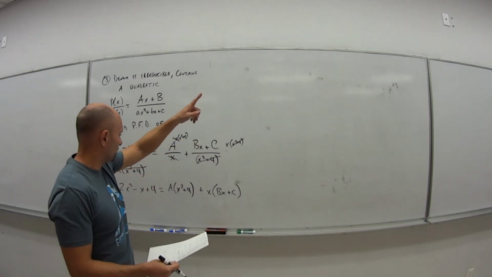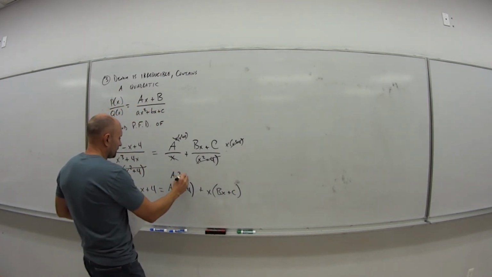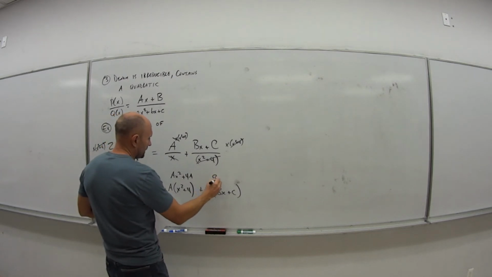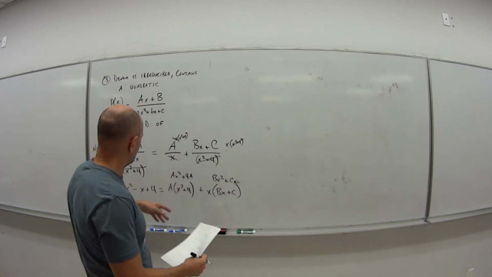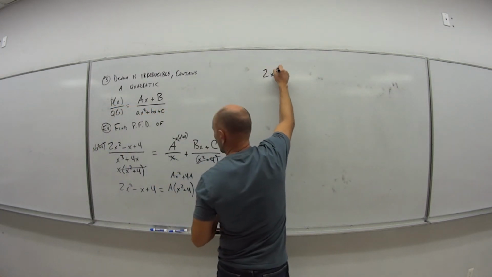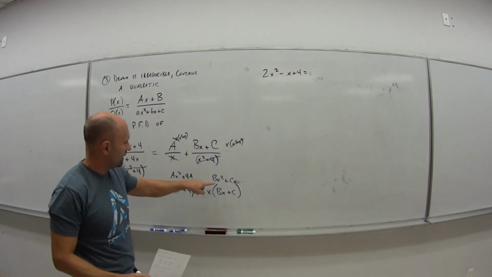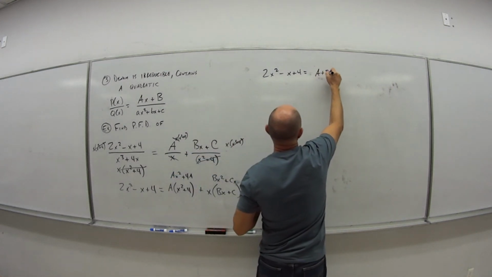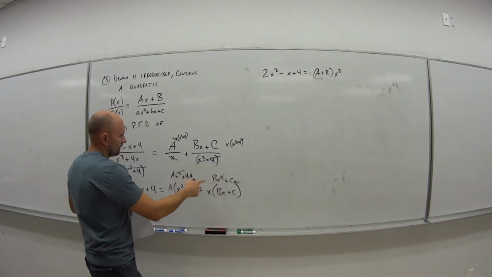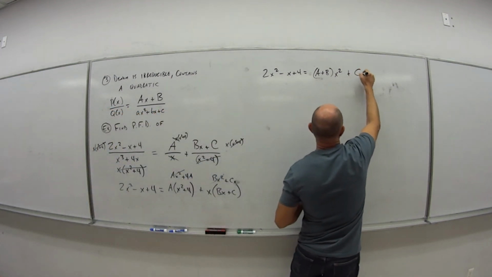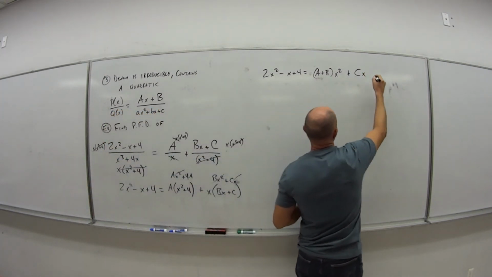So now, I'll head up over this way. When I multiply these through, I get ax squared plus 4a, and over here I get bx squared plus cx. So when I combine my like terms and so forth, I'm going to end up with 2x squared minus x plus 4 equals, well, my x squared pieces are what? A plus b. So a plus b times x squared. That's those two. The x pieces is just plus cx. And the constant part is plus 4a.